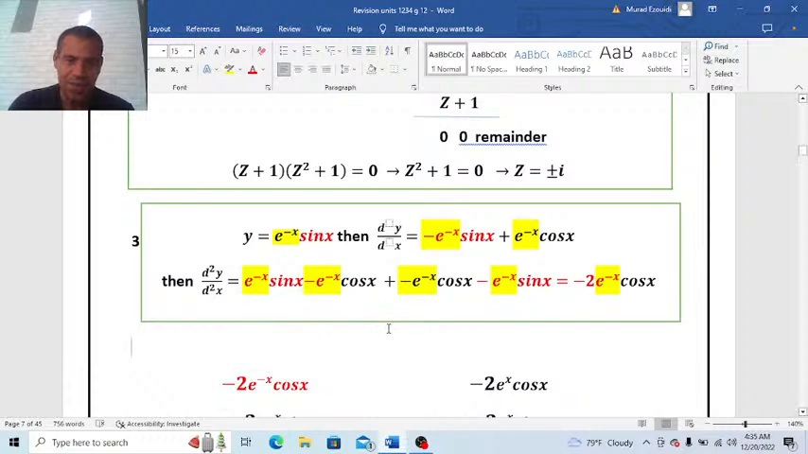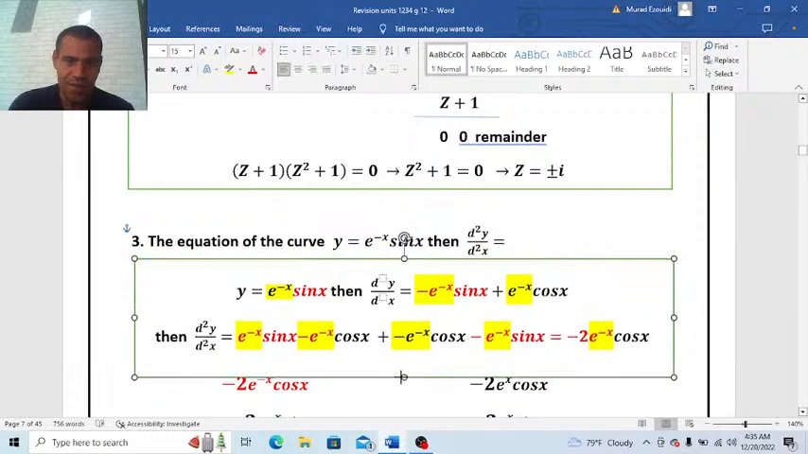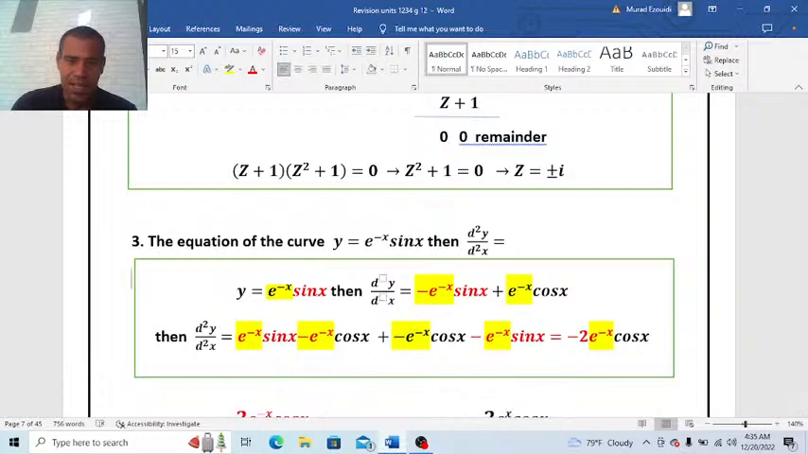You can differentiate this equation two times to find the second derivative of the function, and then you will deduce that the first option is correct.